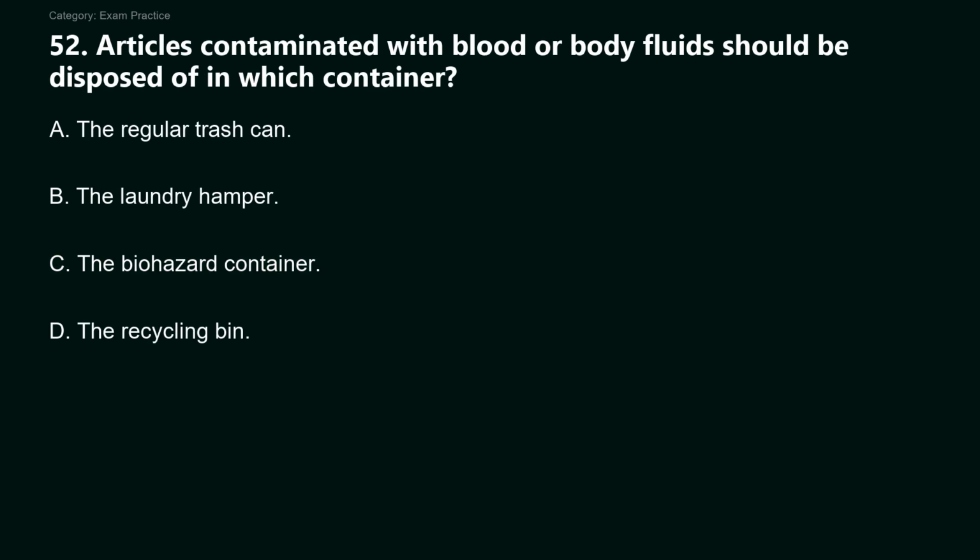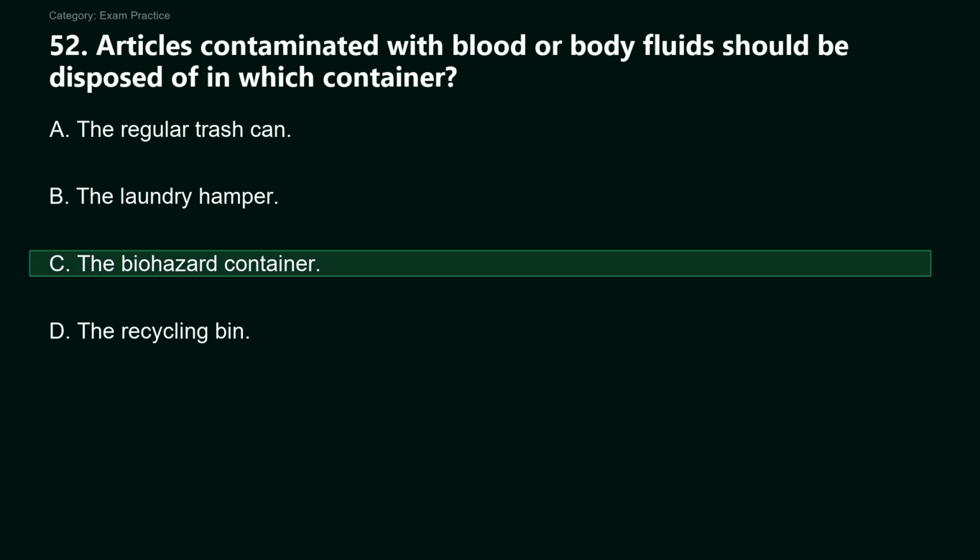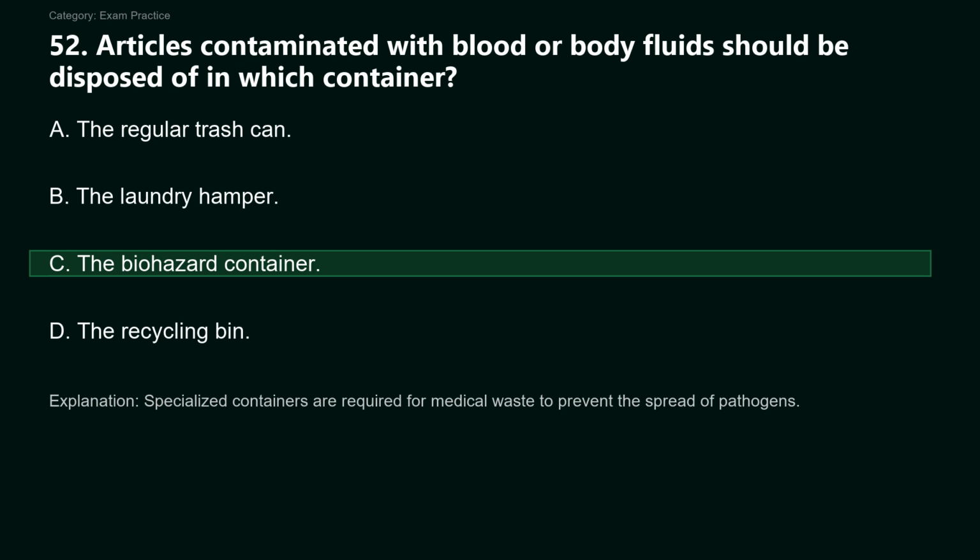Question 52. Articles contaminated with blood or body fluids should be disposed of in which container? Option A, the regular trash can. Option B, the laundry hamper. Option C, the biohazard container. Option D, the recycling bin. The correct answer is option C, the biohazard container. Specialized containers are required for medical waste to prevent the spread of pathogens.